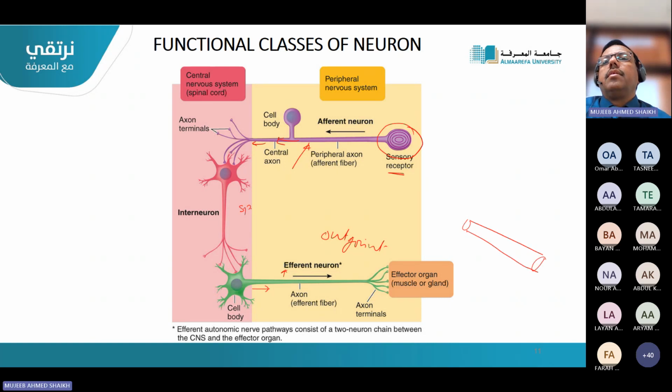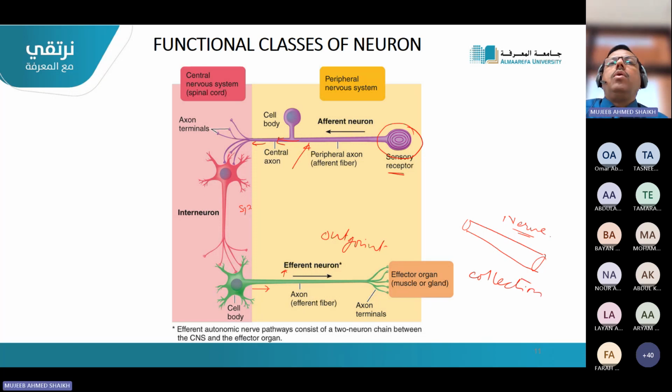This is a nerve, because all the signals pass through the nerve from the CNS to the organ, or from the organ to the CNS. It is passing through a nerve. A nerve is nothing but a collection of neurons.